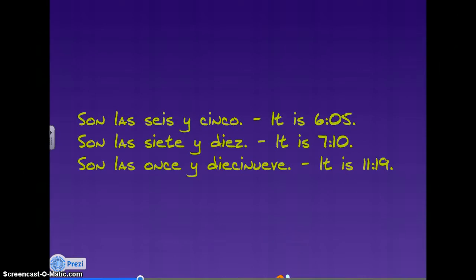Son las seis y cinco. It's 6 o'clock and 5 minutes. It's 6:05. Son las siete y diez. It's 7:10. It's 7 o'clock and 10 minutes. Son las once y diecinueve. It's 11:19. It's 11 o'clock and 19 minutes.